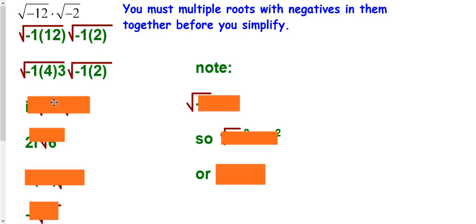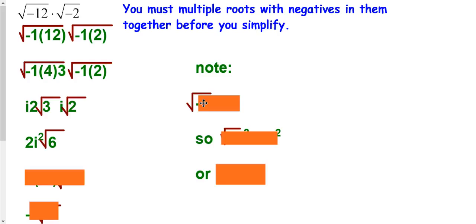And so we're going to get a 2i root 3 and an i root 2. Now, just like we've done in previous sections, we multiply what's in front of your roots together, and then multiply what's inside of your roots together. So we get a 2i squared and a square root of 6.